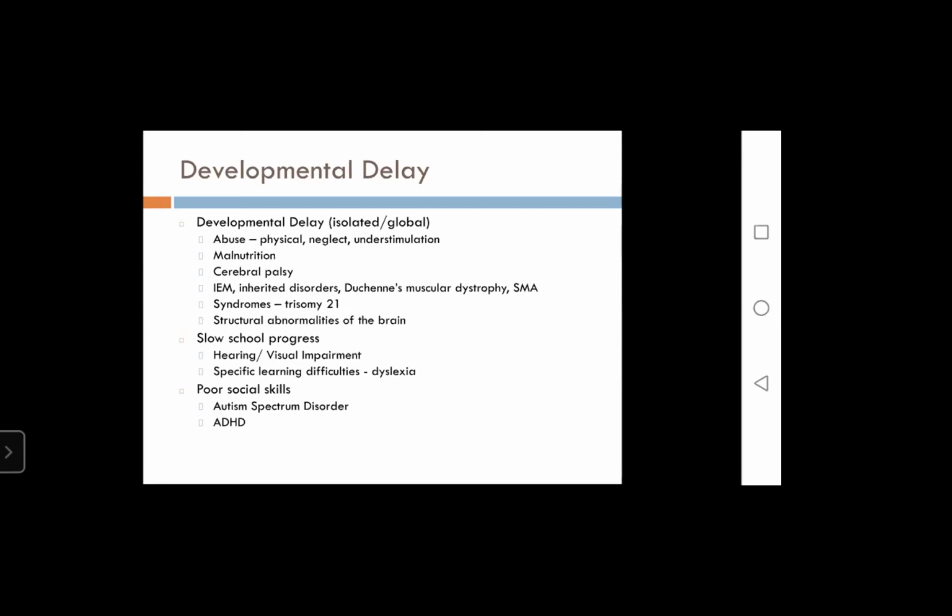Inherited inborn errors of metabolism, usually those are global. Trisomy 21, Down syndrome, those are usually global, right? Kids with structural abnormality of the brain usually have global developmental delay. You get things like SMA, which is spinal muscular atrophy. That is more of a gross motor delay, right? Speech delay can be due to autism, can be due to hearing problems, right?